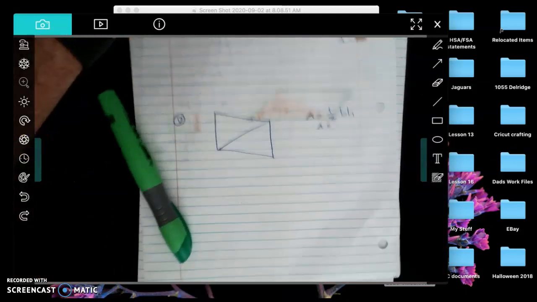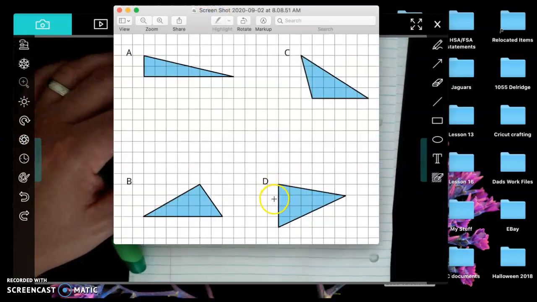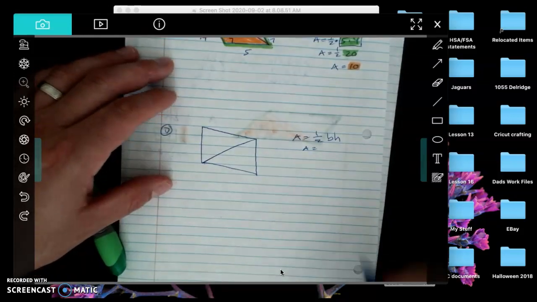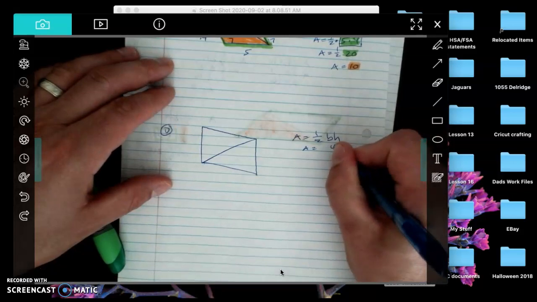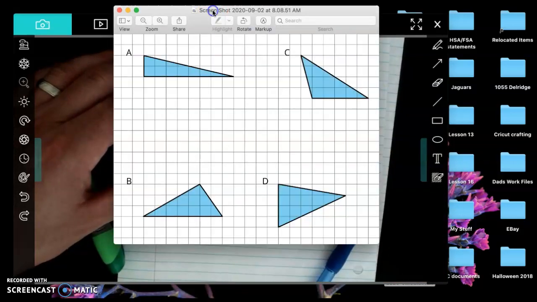So you have this, right? Well, I would take this. All I need is my base. Well, that's 1, 2, 3, 4. So on my piece of paper here, I'm going to replace my base with 4. Okay? I'm looking for the height. How far is it from this base to the very, very peak of that triangle? Well, it's 1 square, 2 squares, 3 squares, 4 squares, 5 squares, 6 squares. So it's 6 squares tall.